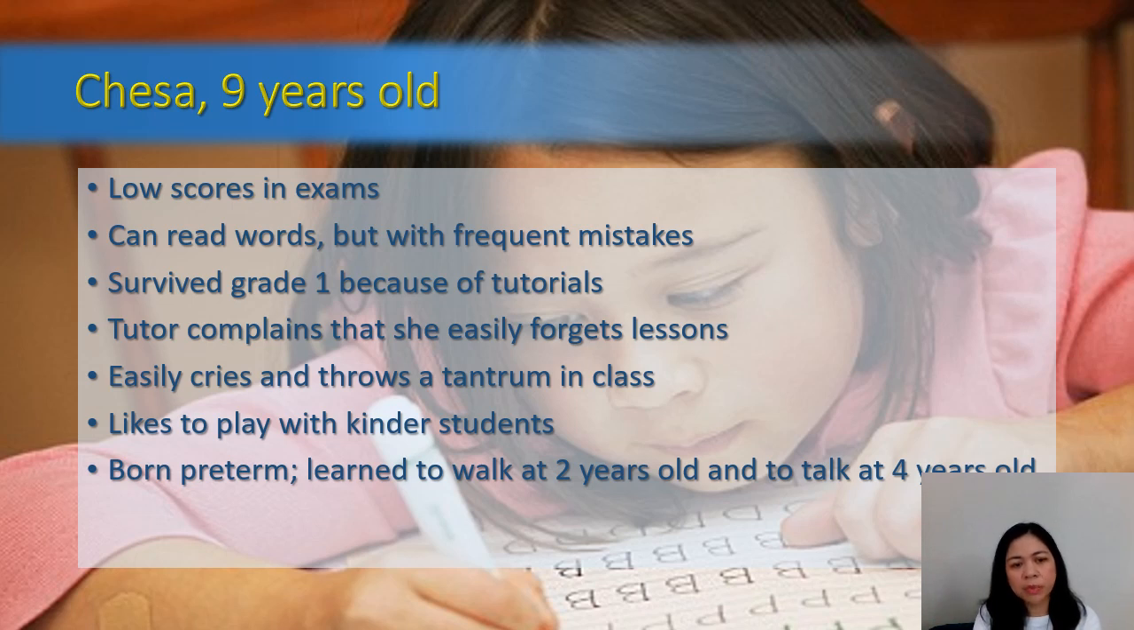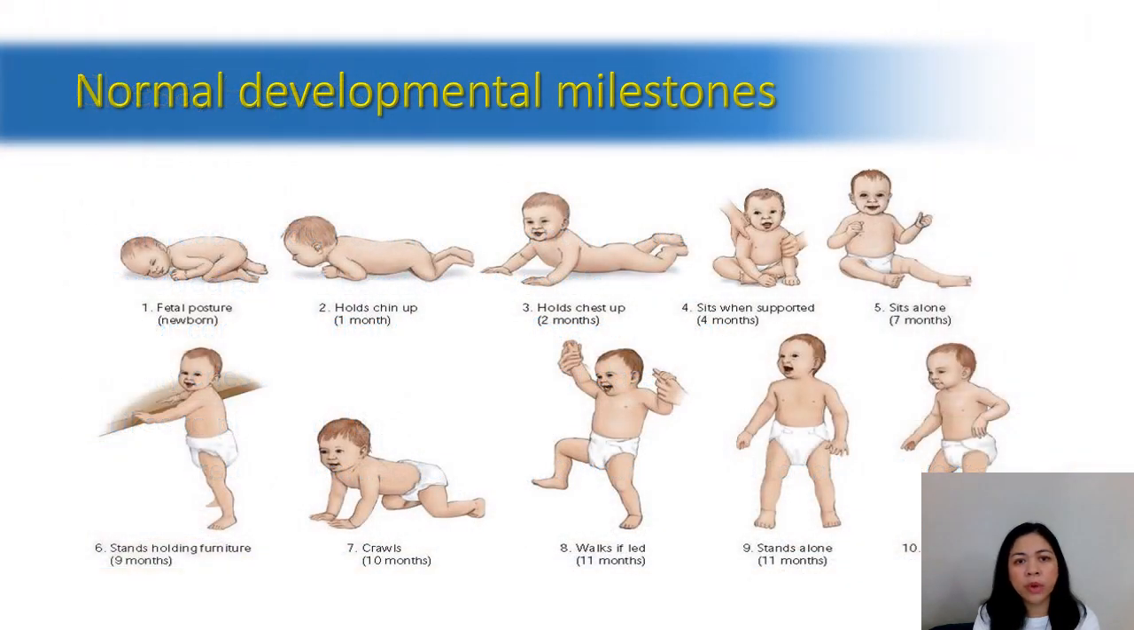By history, she was born preterm, and she also learned to walk late at 2 years old and to talk at 4 years old. At this point, I think it would be helpful if we review the normal developmental milestones. So we usually learn to walk by 12 months old. So this child is walking independently at 12 months old. So if Chessa learned to walk at 2 years old, that would be considered already a delay in walking.